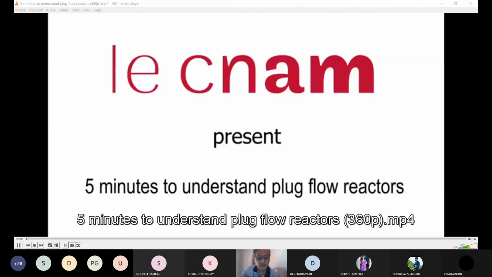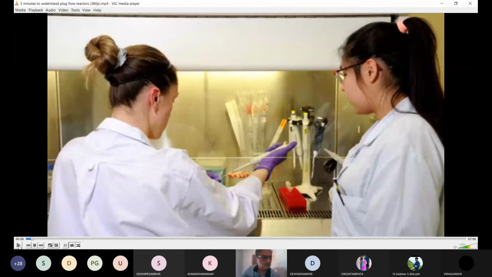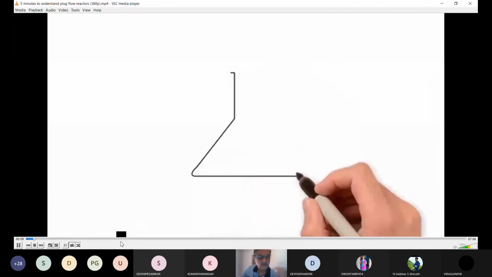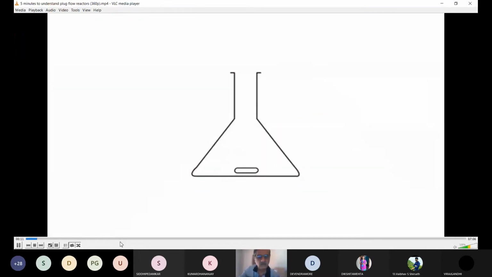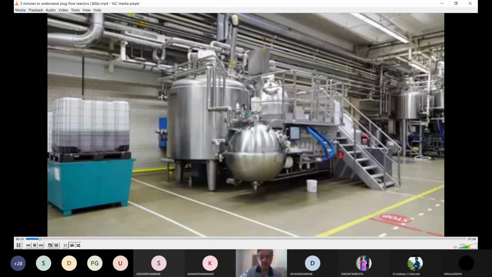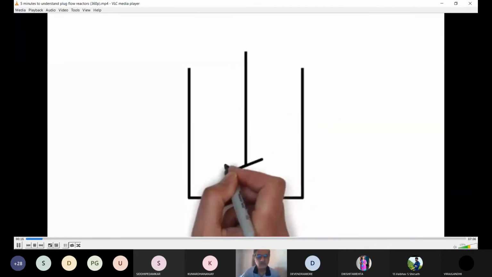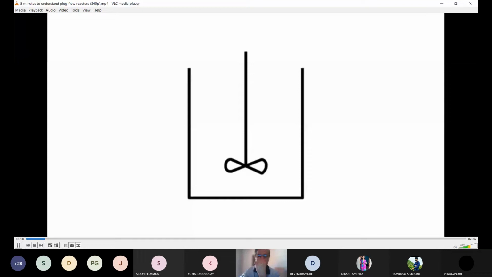और थोड़ा। 5 minutes to understand plug flow reactors. Chemists at a research center have made a new molecule in. Can you see this? यस सर। आवाज आ रहा है? आ रहा है सर। ओके, हाँ सर। using a conical flask equipped with a magnetic stirrer. They now want to produce this molecule at industrial scale using a continuous mixed flow reactor. That is, a reactor which is fed continuously with a mixture of raw materials and with the continuous removal of the reaction products.